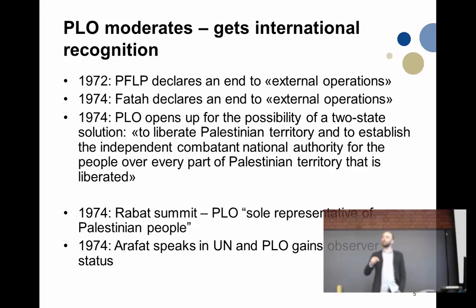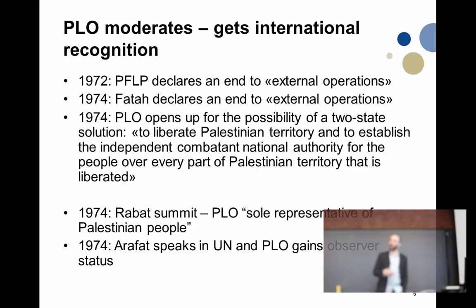And the PLO are basically crowned with victory for this moderating stance in the Arab world and in the international community, but not in the United States. So in 1974, the Arab League Rabat Summit says that the PLO are the sole representative of the Palestinian people. So it's no longer the Arab states that will represent the Palestinians, but the Palestinians that will represent themselves.